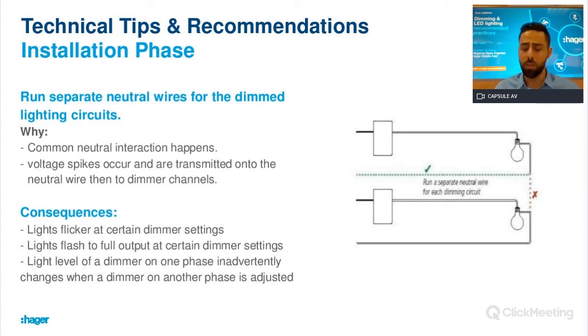What are the consequences of having one neutral for different dimming circuits? Despite the dimmer and despite the LED, it will have flickering. It can have flashing. Or when you adjust one circuit, the other one will be affected. Like if you reduce one channel to 10 volts, you will see the second one goes down. So this is what we see with common neutral wires versus separate neutral wires. We need to install separate neutral wires for lighting, or dimmable lighting circuits.